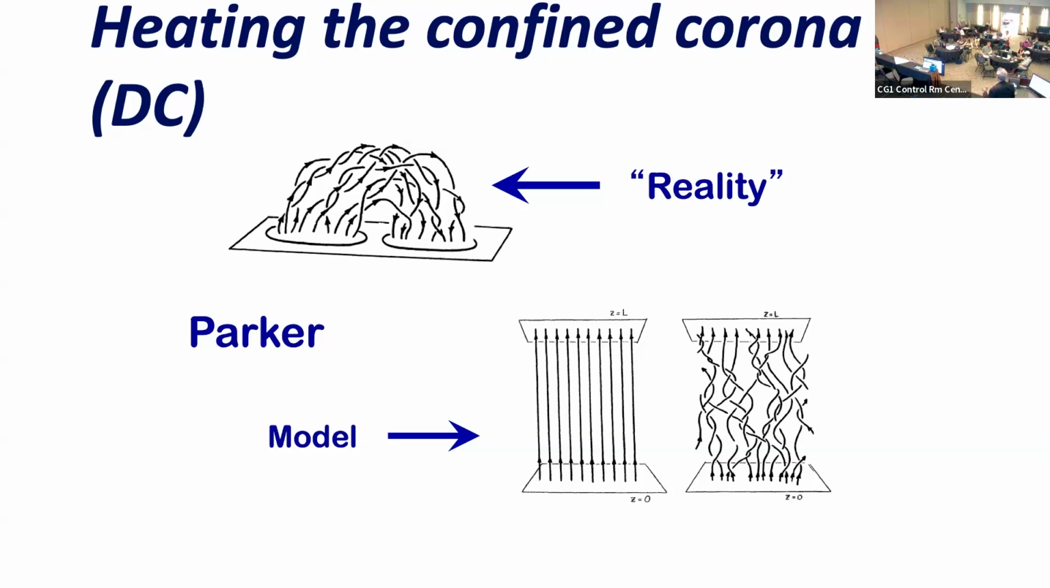In Parker's model, he made a very strong abstraction. He said, okay, this is maybe what reality looks like. Let's take two photospheres instead of one, straighten out these field lines so that we get rid of any expansion forces that might push our plasma away from the sun. And then he said, well, convection is going to start tangling these field lines together.